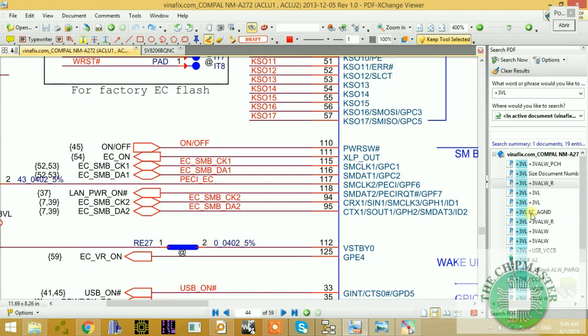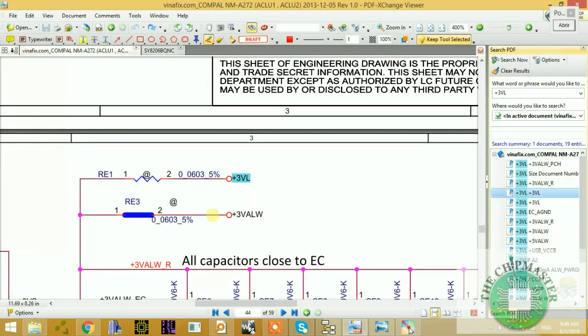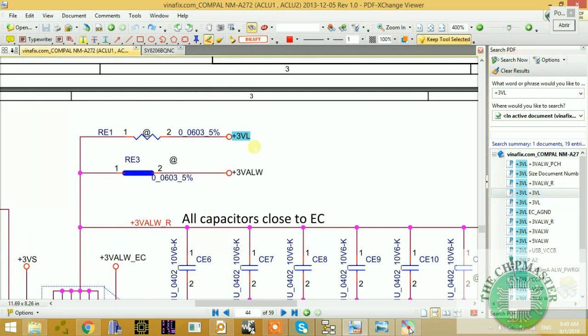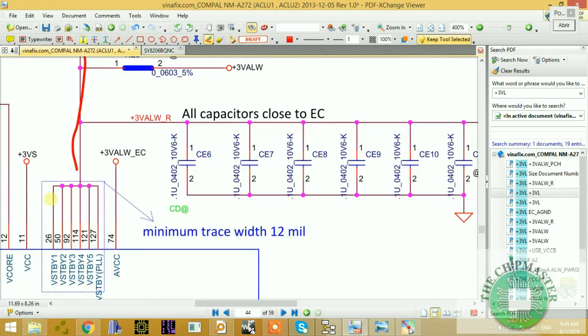Right, let's check again the whereabouts of the signal. And here it is. As you can see, this plus 3 volt always, plus 3 volt linear is coming to power the rest of the standby pins. These are all your standby pins, voltage standby, and these power the first working conditions of the IO controller.